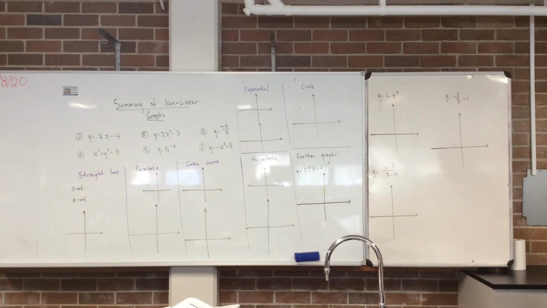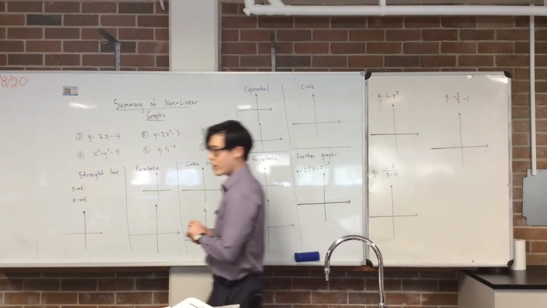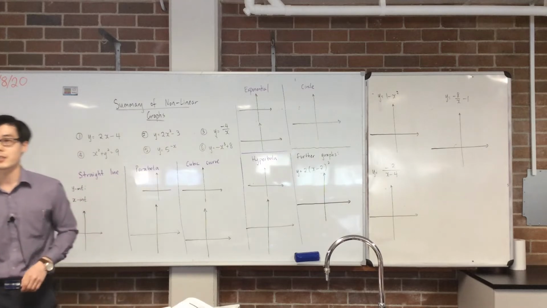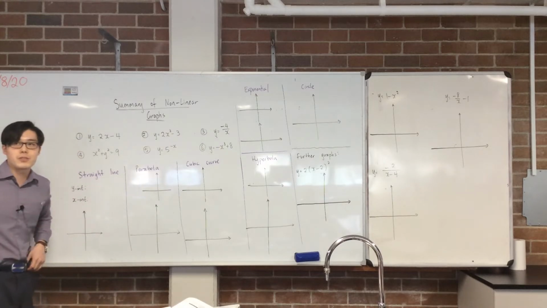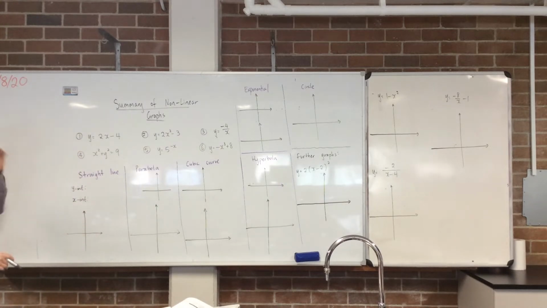Girls, we're going to summarize everything that we learned. We've learned, as you can see, 6 different types of functions or graphs. It can be quite confusing to distinguish which one is another. So we're going to start with straight line.